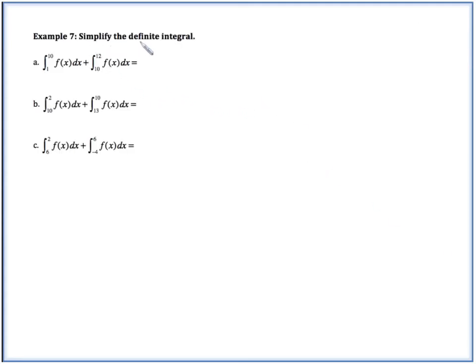All right, in our next example, we want to simplify the definite integral. So notice it doesn't say evaluate. We're just looking to simplify. So now we want to take those properties and see if we can rewrite this as a single definite integral. So we're going to go backwards a little bit and combine these. Here we have from 1 to 10, and then this one picks up from 10 to 12. And notice it is of f of x, so that function is the same. So we went from 1 to 10 and then 10 to 12, and so we know that we can add these together. And so this is going to be from 1 to 12 of f of x dx.